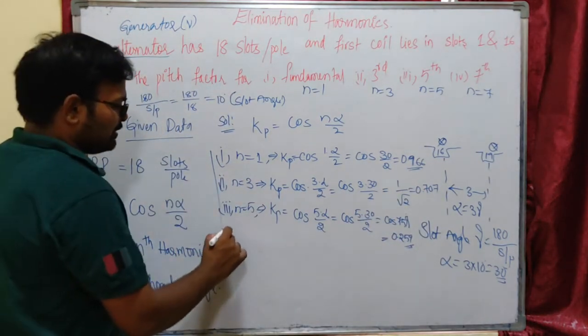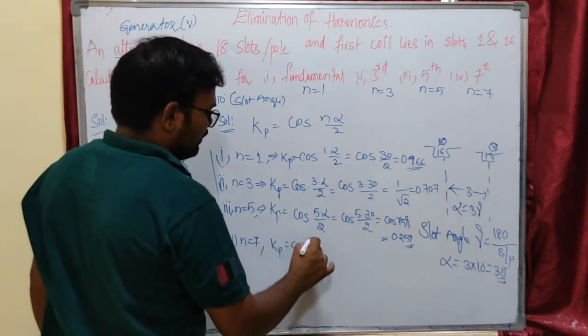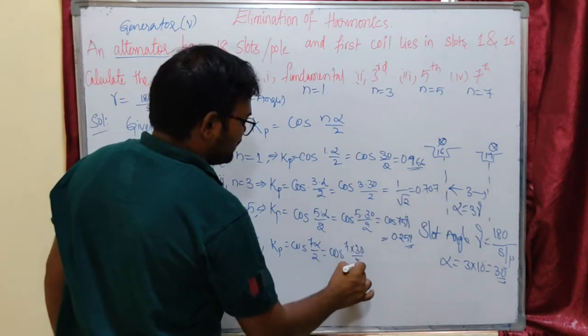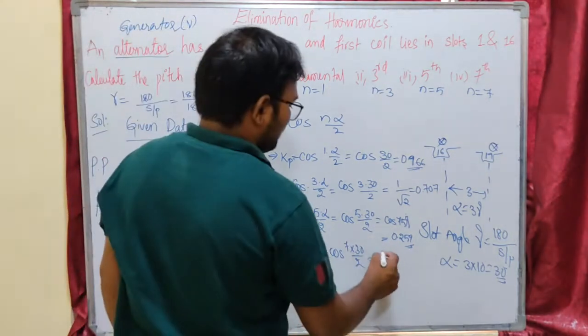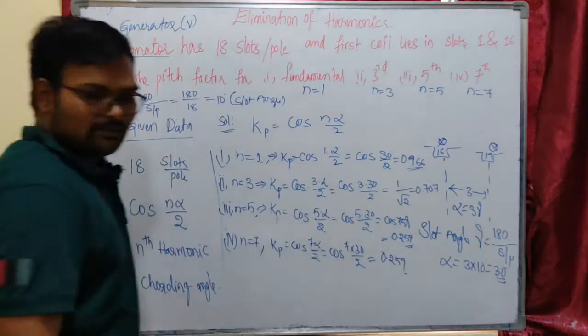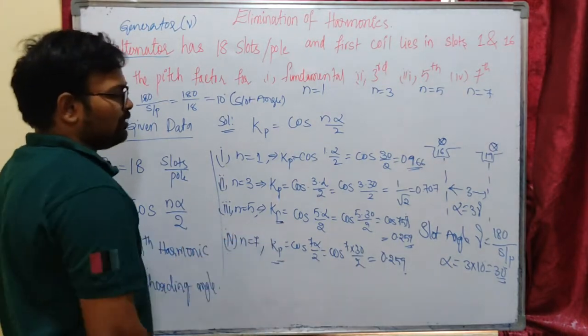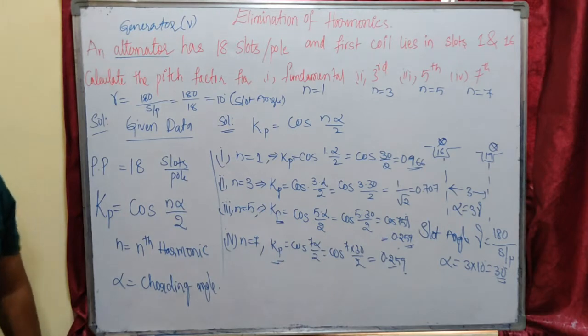Now let us find the last one, that is the fourth problem, where n is 7. So Kp will be equal to cos 7 times alpha by 2, that will be equal to cos of 7 times 30 by 2. How much is the angle? It is around 105, and cos 105 has the magnitude of cos 75, which is equal to 0.259. So for the fifth and seventh harmonic, the Kp is 0.259 and 0.259. So this is about finding the pitch factor for different types of harmonics.